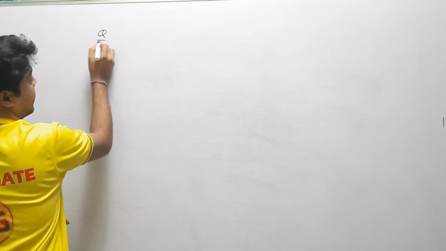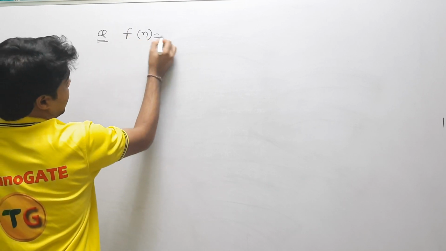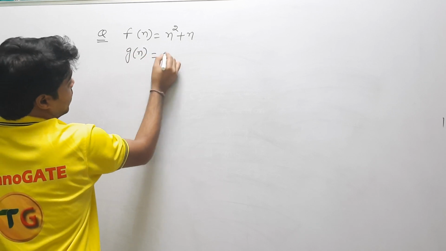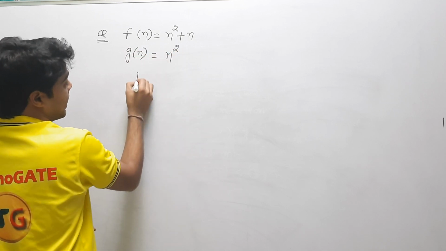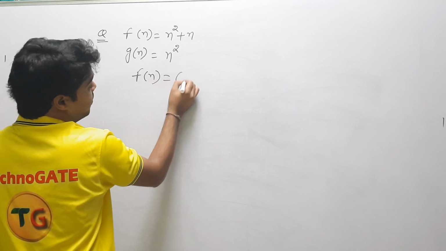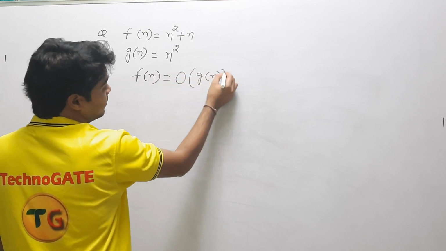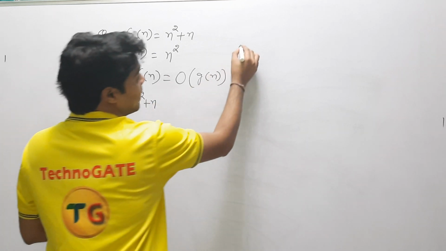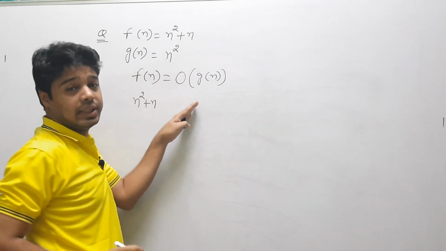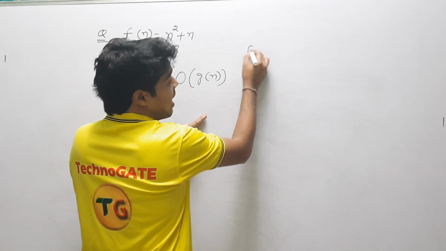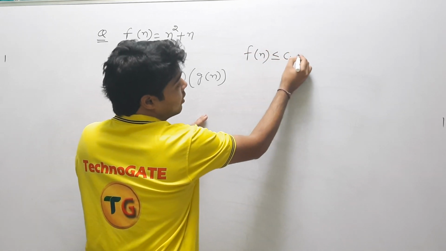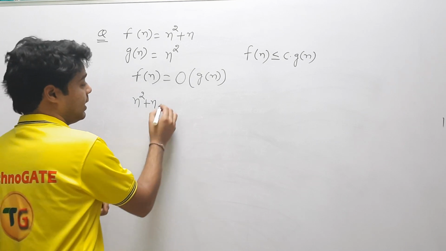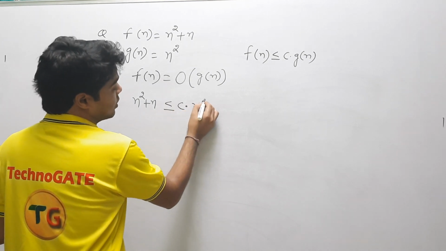So, like Fn is n square plus n and Gn is n square here. So we can say Fn is big O of Gn. How? So n square, n. What is the condition here? The condition is, if Fn is big O of Gn, that means Fn is less than or equal to C dot Gn. So n square plus n is less than or equal to C dot n square.